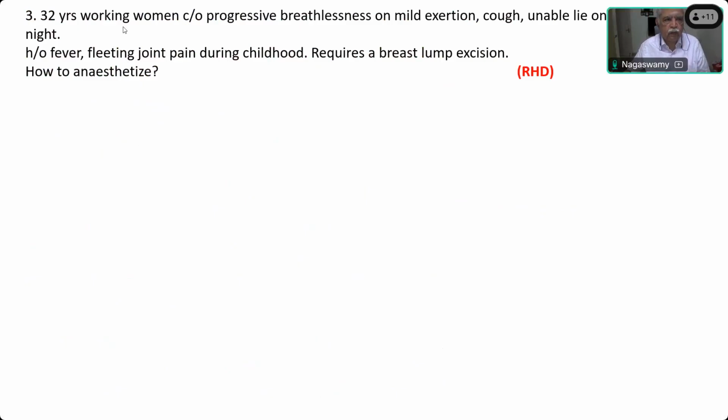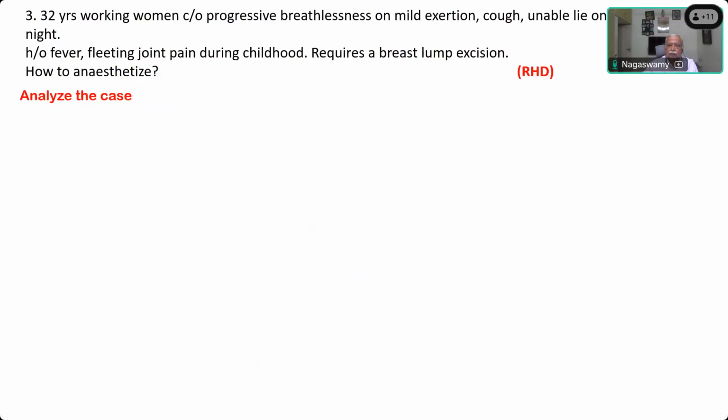A 32 year old working woman complains of progressive breathlessness on mild exertion, cough, and inability to lie on her back at night. She gave a history of fever and fleeting joint pain during childhood. Now she requires a breast lump excision. How to anesthetize? So as usual, the first point is to analyze the case. What are the points that you can get from this case scenario?